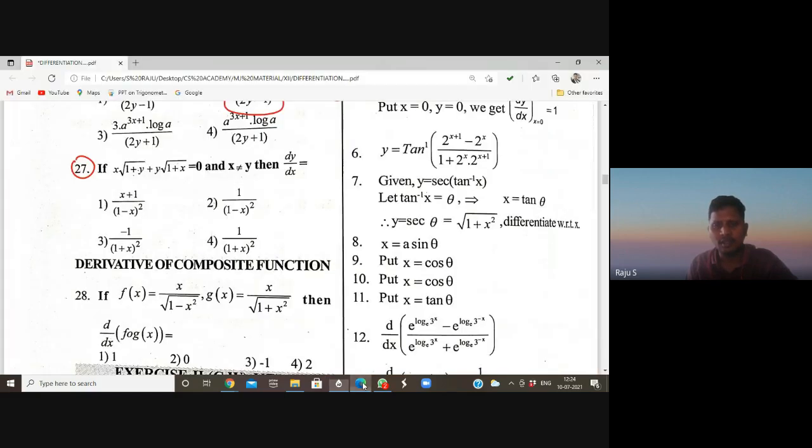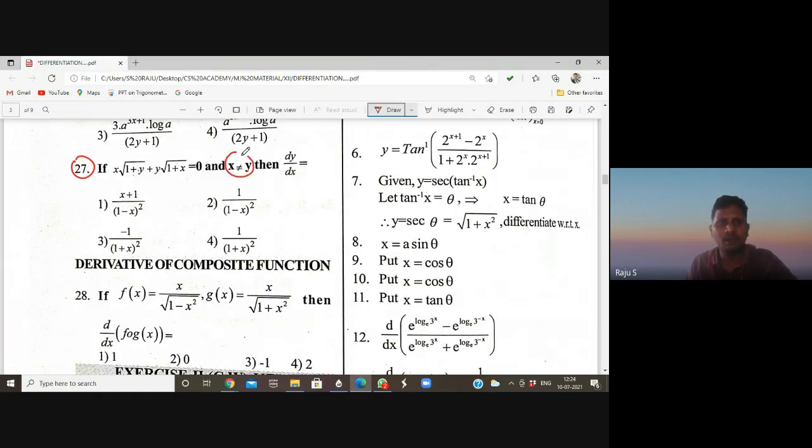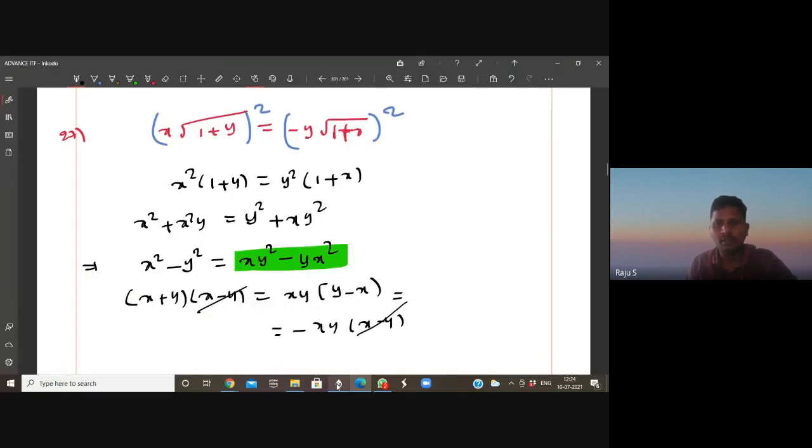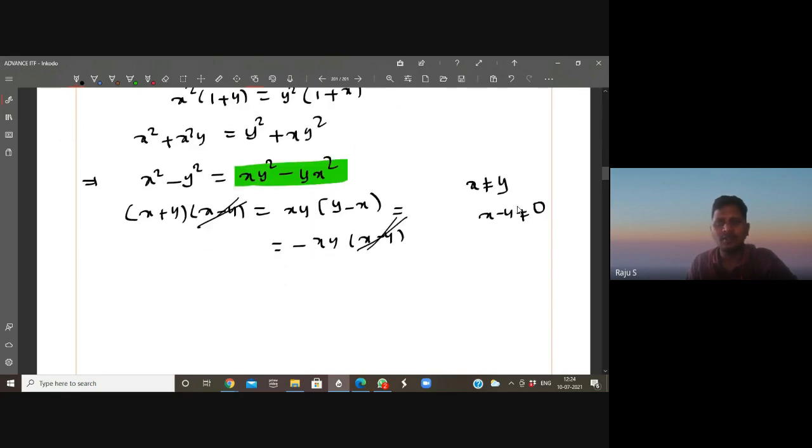Yes, clearly in the question they have given x not equal to y. If x is equal to y, we cannot cancel, because it will become 0 is equal to 0. Whenever x is not equal to y, x minus y is also not equal to 0, so we can easily cancel these two. We cannot equate this value to 0; we must equate the other value to 0. So finally here x plus y is equal to minus xy. Now you can differentiate.